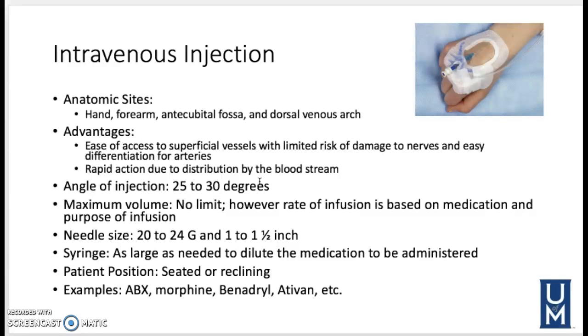So an 18 gauge needle would be more appropriate, but for the most part, 20 to 24 gauge is okay. You may go smaller with a 26 gauge if the patient's pediatric, preemie, those kind of things. And usually it's 1 to 1.5 inch needle length. Syringe as large as needed to dilute the medication to be administered.